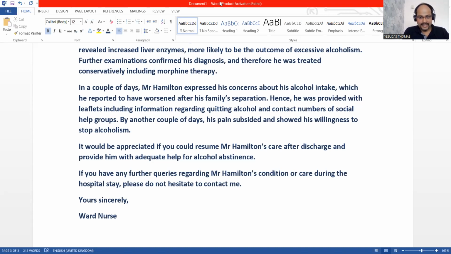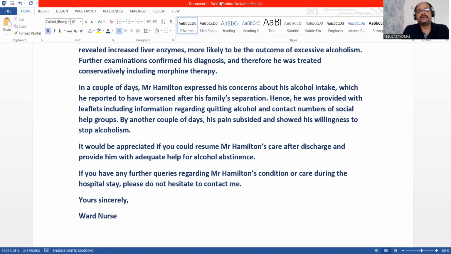By another couple of days, his pain subsided and he showed his willingness to stop alcoholism. Now, we started the paragraph with in a couple of days, so we have another time frame towards the end, by another couple of days. So it's a connection in the beginning, and the connection is there to close the paragraph too. That's how we have concluded the two main core paragraphs, which contain the information which the GP needed.